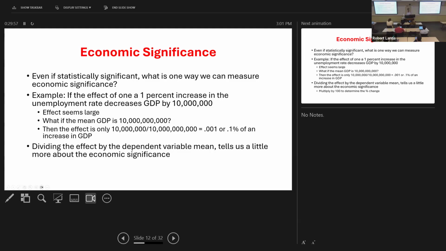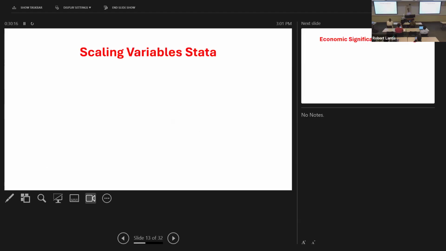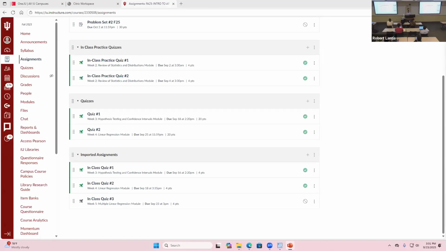And usually what we would do then is compare it to that dependent variable's mean, right? To know how sizable of an effect this is. What proportion of that y variable's mean would this change be? Okay. And then we can convert that to a percentage change if we're looking at proportions. We'll look through some of these examples. So I've got scaling variables that we're going to look at here and talk about its impact.